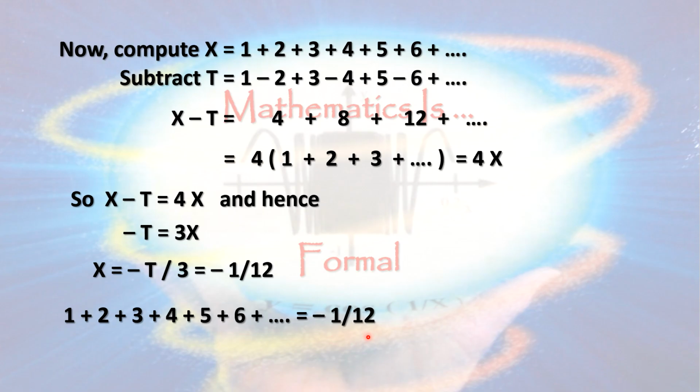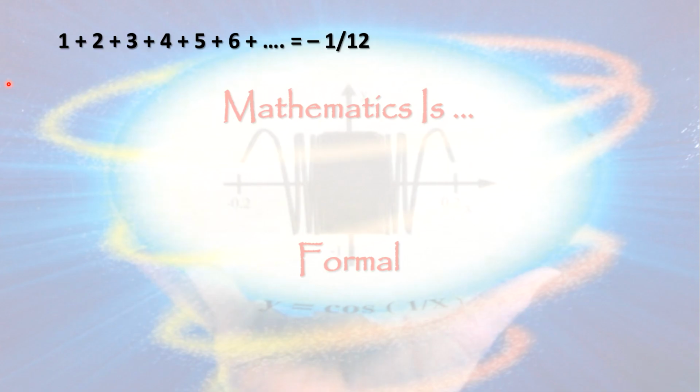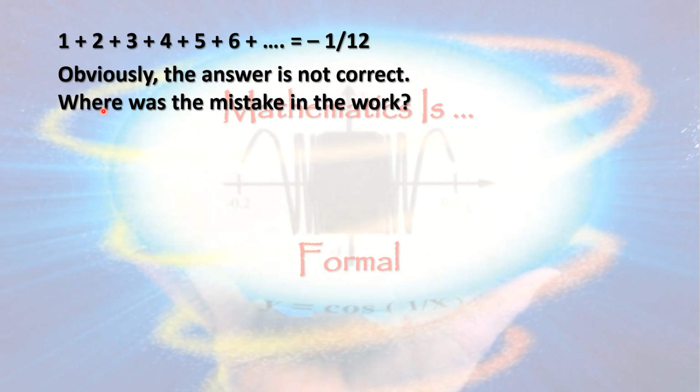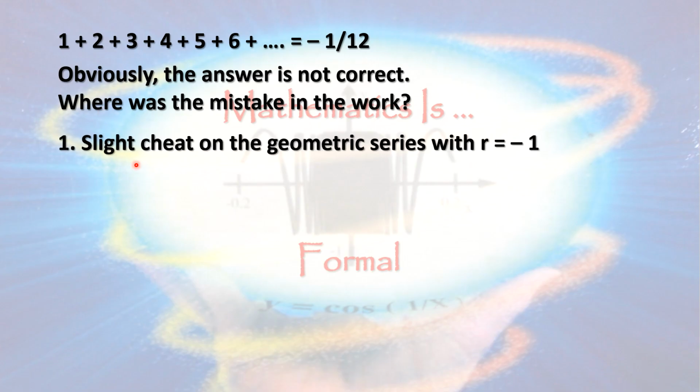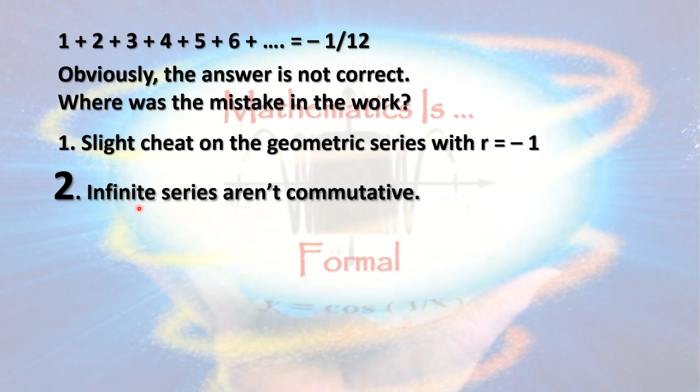Well, here's at least two questions. How can you add integers together and get a fraction? How can you add positive numbers together and get a negative number? None of this makes sense. So what went wrong? Well, we did cheat a little on that first infinite series. But the main issue is that we treated an infinite sum like a sum of two numbers.